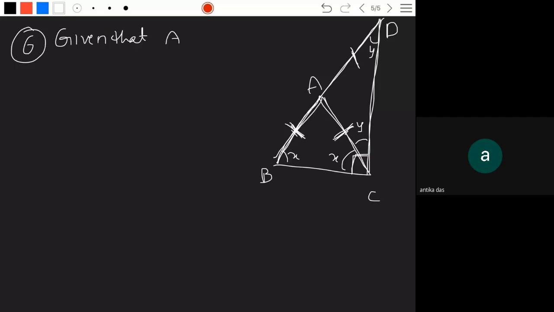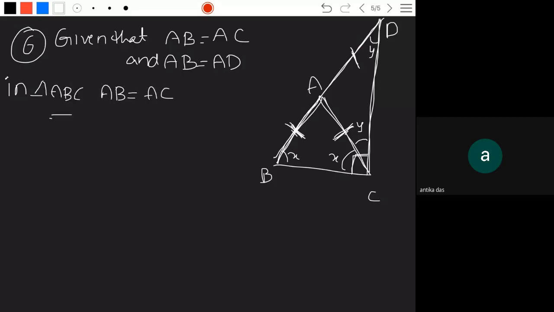AB is equal to AC, and AB is equal to AD. Okay, so in triangle ABC, AB is equal to AC implies that angle ABC is equal to angle ACB. These both I am considering as x.